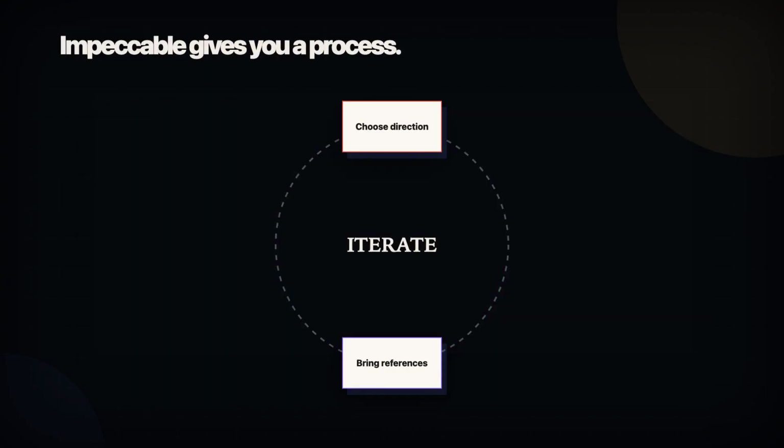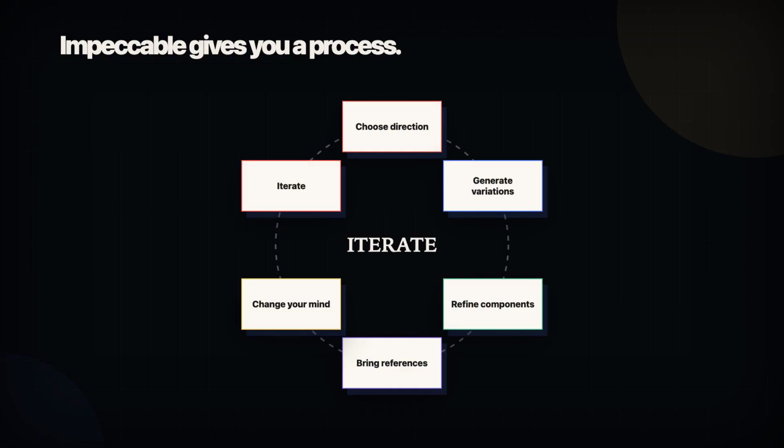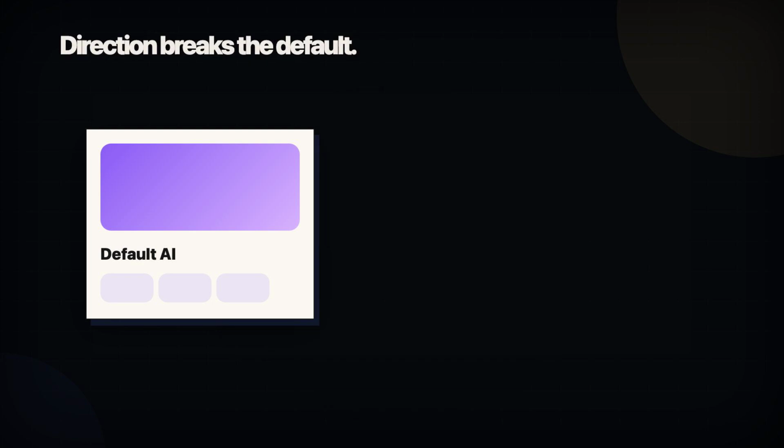Impeccable is almost the opposite. It gives you a design process, which means the first generation is not necessarily supposed to be the final product. You choose a direction, you generate variations, you refine individual components, you bring in references, you change your mind, you iterate. And because the system is more general, the final result can move much further away from the default AI aesthetic, but only if you actually direct it.